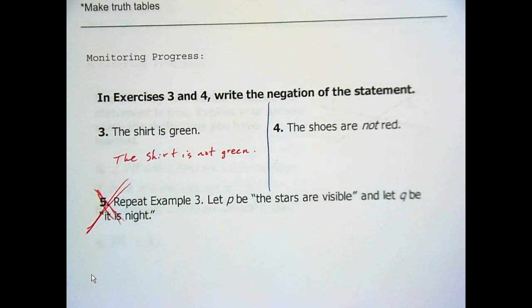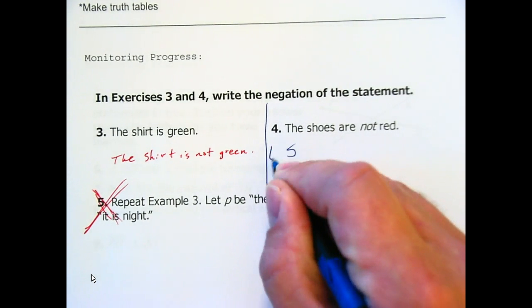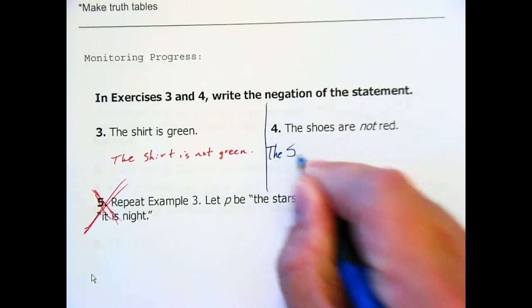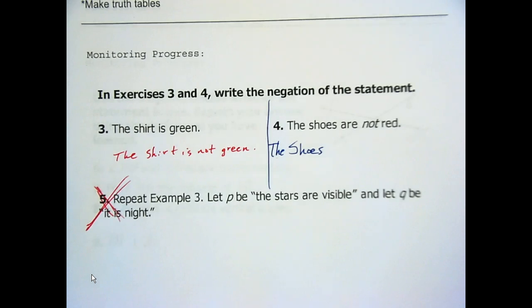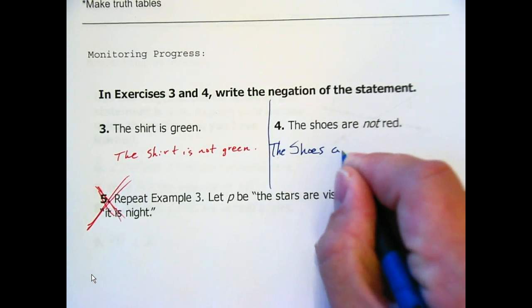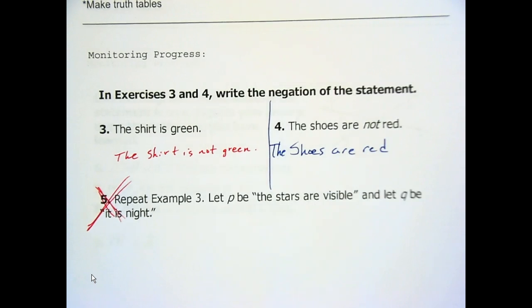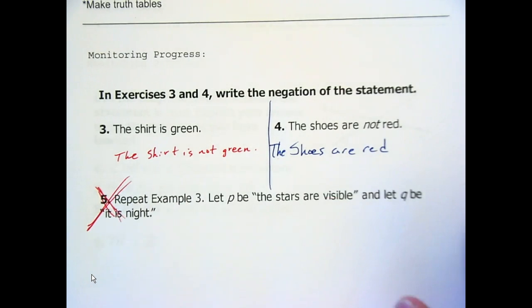Okay? Yes, Danica. Yeah, the shoes are not red, so we would say the shoes are red. Now, just because I am trying to emphasize how I could go against the grain, I'm going to use blue to write the shoes are red. Shoes are red, just to really mess with our mind. Using blue next to red, which we talked about green.